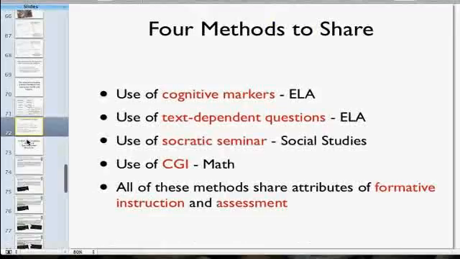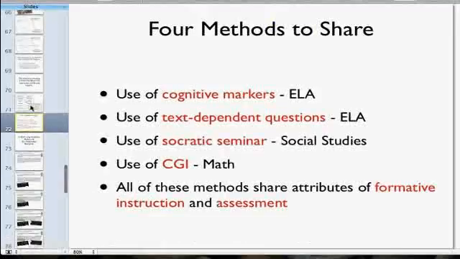So these are the 4 different methods I'm going to share. There are lots and lots of different kinds of methods. These were the 4 that I chose that I felt were some of the best mediators, and also ways to formatively instruct and assess. And by that I mean being able to give feedback and get feedback, as well as gain information that helps guide instruction.